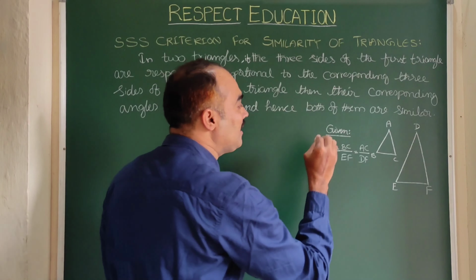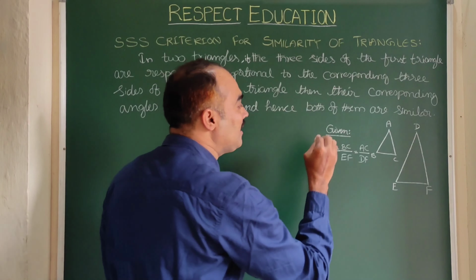Next, to prove. What is there to prove? Their corresponding angles are equal. That means we need to show angle A is equal to its corresponding angle D, angle B is equal to angle E, and also angle C is equal to angle F. This is to be proved, for which we need to do a small construction.